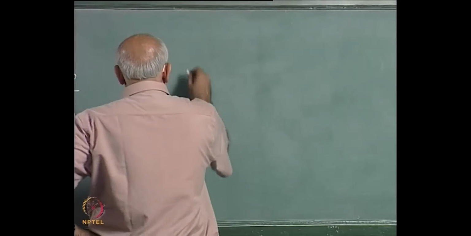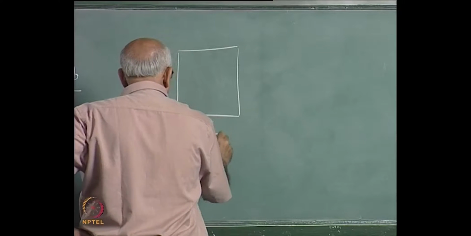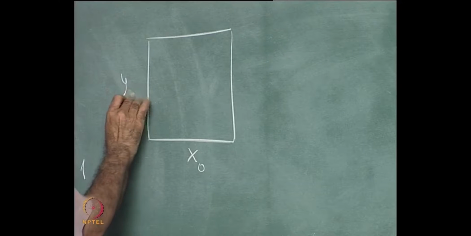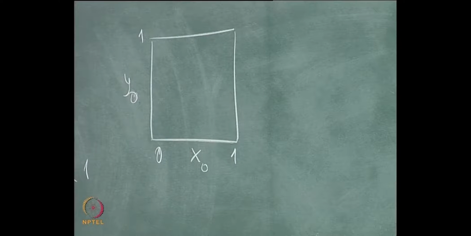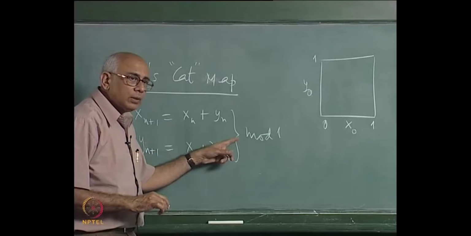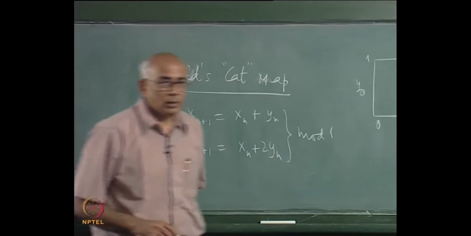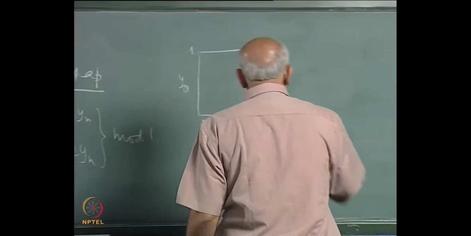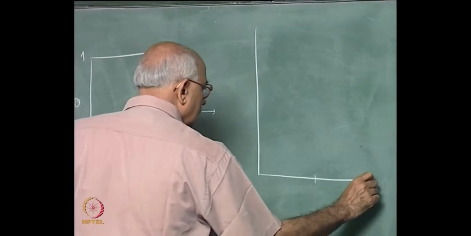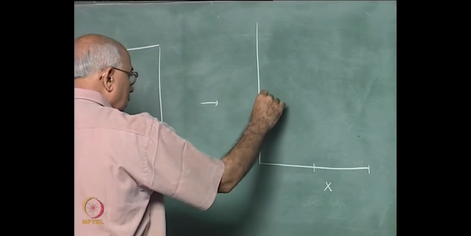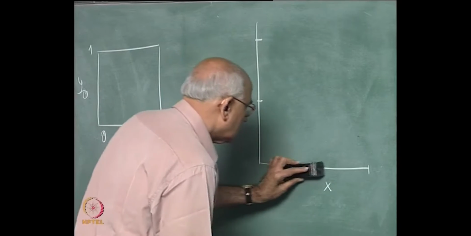In pictures, what it would do is the following. It would start with x0 and y0. So it starts with a unit square in each of these variables, and then x1 is x0 plus y0 modulo 1 and y1 is of course x0 plus 2 y0, again modulo 1. If you did not have the modulo 1, then what it would do is to double in the x direction and triple in the y direction. Let me draw it on a slightly smaller scale.